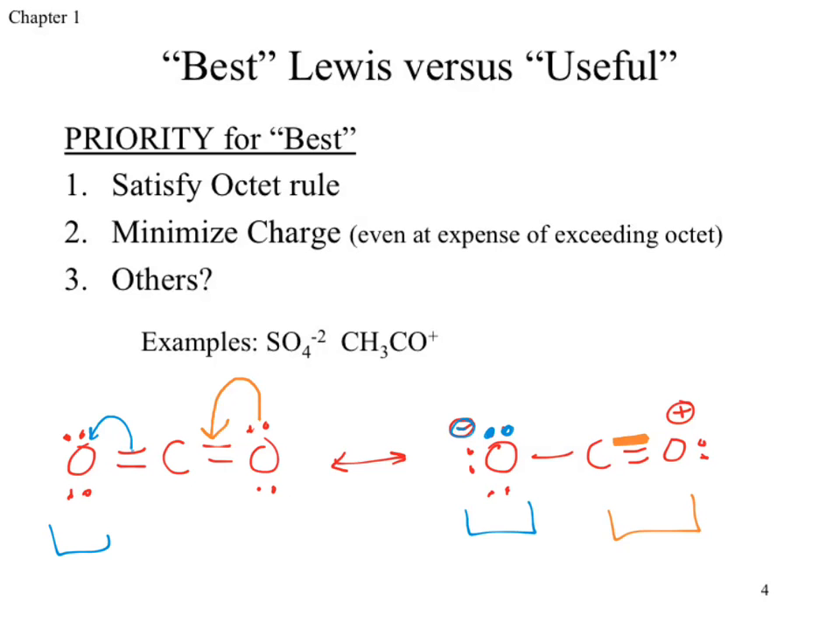If we now go back to priority for best, okay, we want to make sure that if we're drawing out our Lewis structure, that we satisfy our octet rule. So if we take a look at these two structures, are our octet rules satisfied? Yes. So according to our Lewis structures, at this point, these are both equivalent. We should show them both. Okay? Rule number 2. Minimize charge. Is our charge minimized or the same in both of these structures? No. So what does that mean?